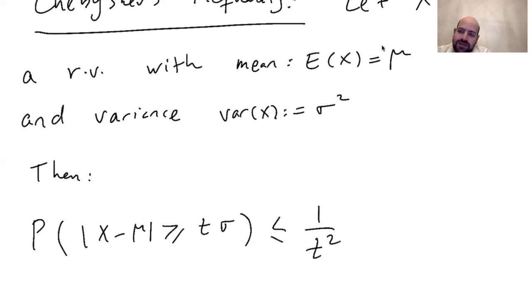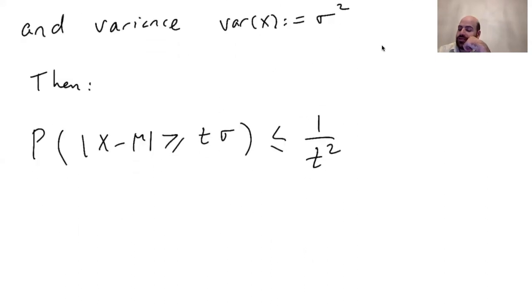So this makes sense, right? X is expected to be not very far from its mean, at least not with high probability. This is basically what Chebyshev's inequality says. This is a standard inequality in probability, and of course, you can find the proof in any standard textbook.